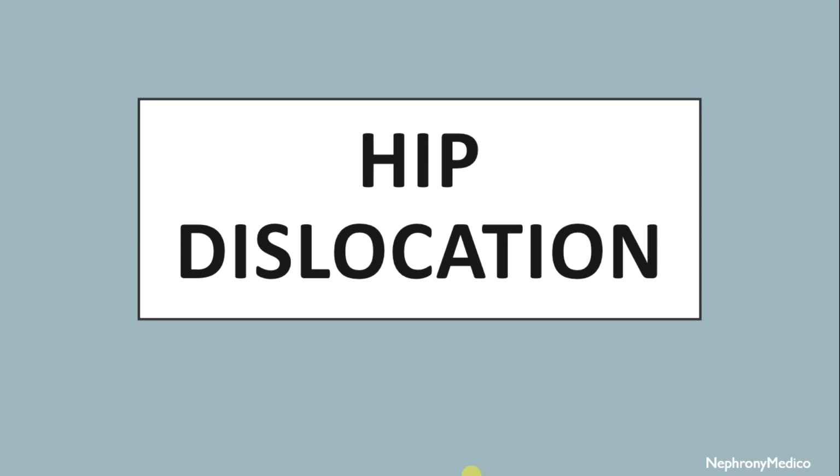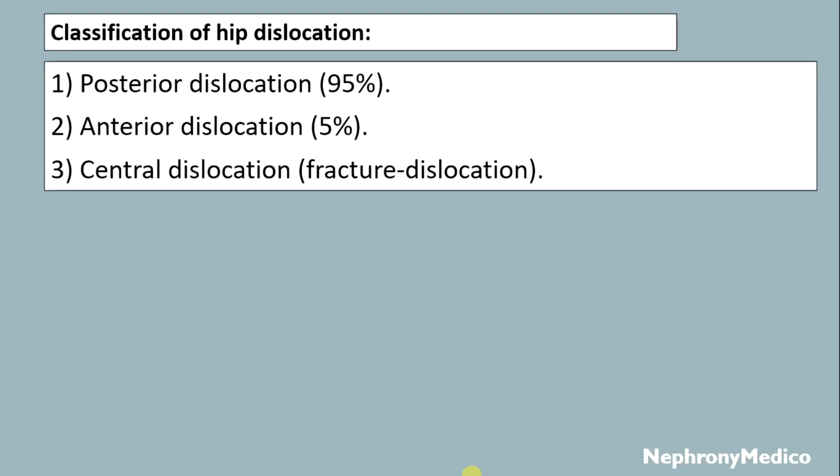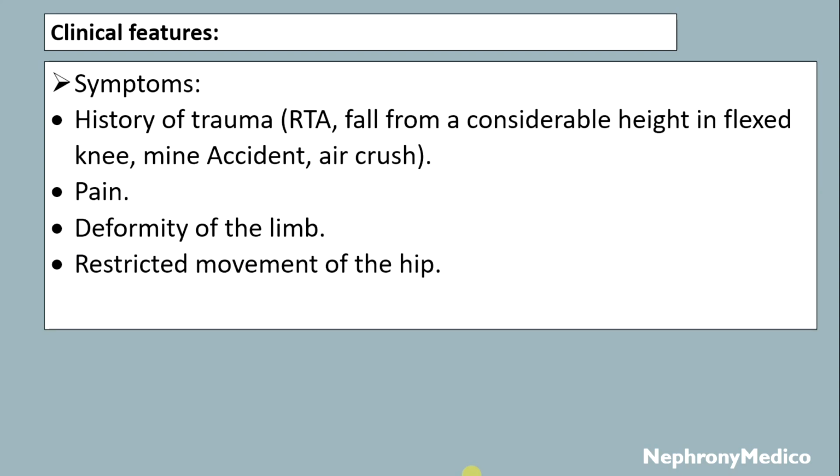Now let's talk about hip dislocation. Classification of hip dislocation. The most common is posterior dislocation, about 95%, and then anterior dislocation and central dislocation. Now clinical features of hip dislocation.